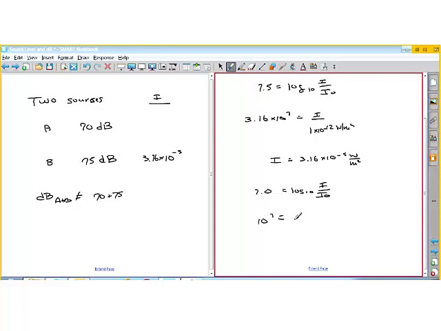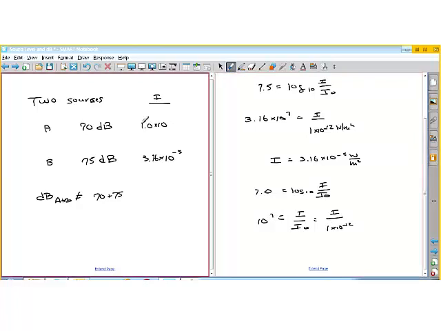You get 10 to the 7th power is equal to I over I0. And I0 is 1 times 10 to the minus 12th. So 1 times 10 to the minus 12th times 1 times 10 to the 7th, you're going to get 1 times 10 to the minus 5th, and then you add those up and you get 4.16 times 10 to the minus 5th watts per meter squared. So that's the sound intensity. So you add the sound intensities, and then you can take this and back out what the decibels are.